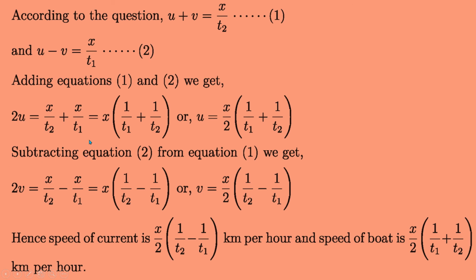In a similar way, subtracting equation 2 from 1, we get 2v equal to x by t2 minus x by t1. After taking x common, this equals 1 by t2 minus 1 by t1, or v equals x by 2 into 1 by t2 minus 1 by t1. Therefore the speed of current is this and the speed of boat is this, in kilometers per hour.